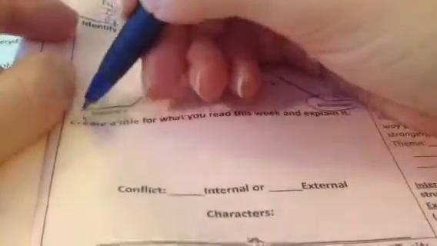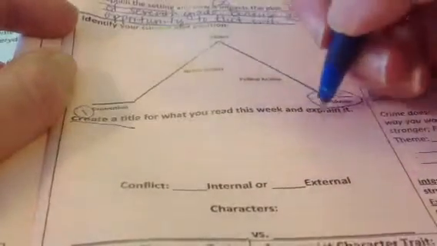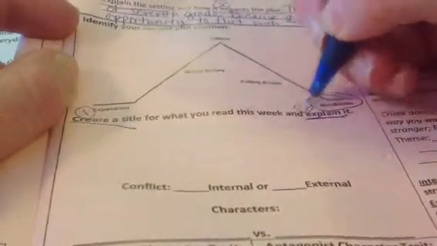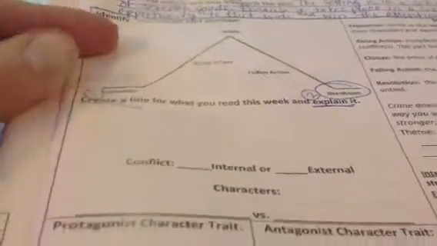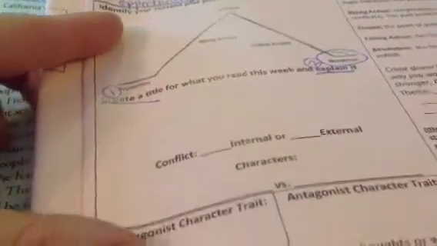The next part here is a two-part response. The first thing we must do is create a title. It's your opportunity to be creative. And then the second part is to explain it. So we have to do two things in order to satisfy what we need to do to answer this question.